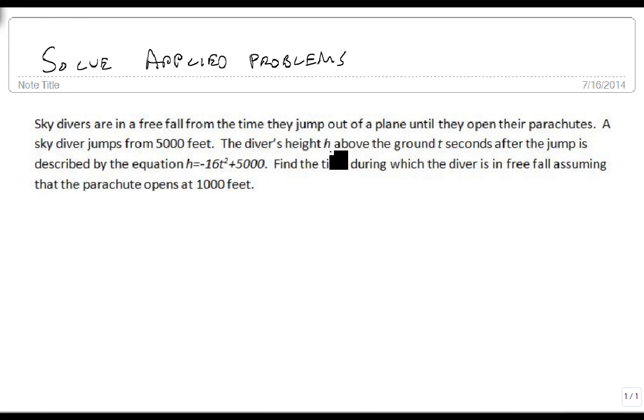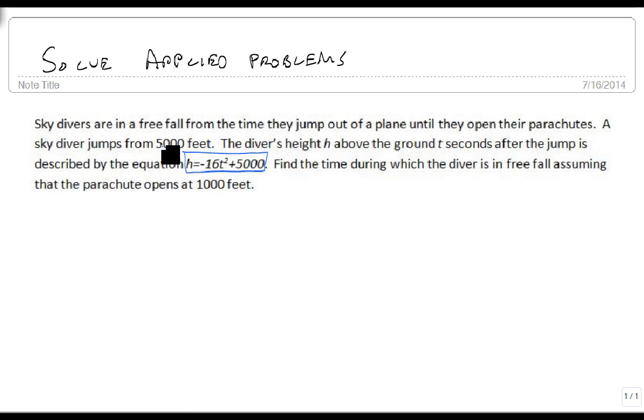The diver's height, h, above ground, t seconds after the jump, is described by the equation h equals minus 16t squared plus 5,000. Find the time during which the diver is in free fall, assuming that the parachute opens at 1,000 feet. So the key here is to notice that this is a translation problem, but despite being a translation problem, we are given the equation.